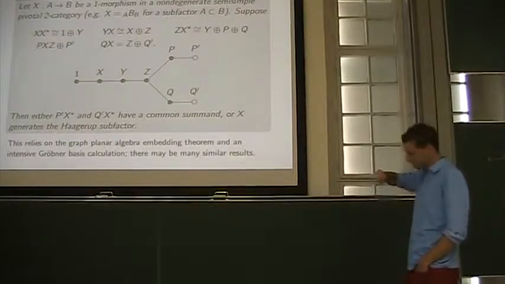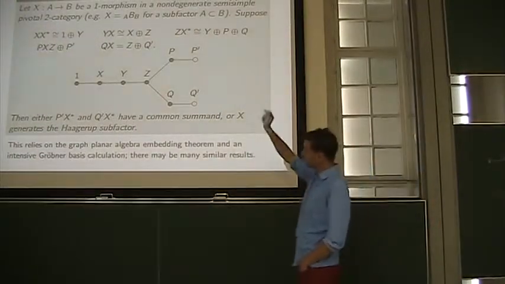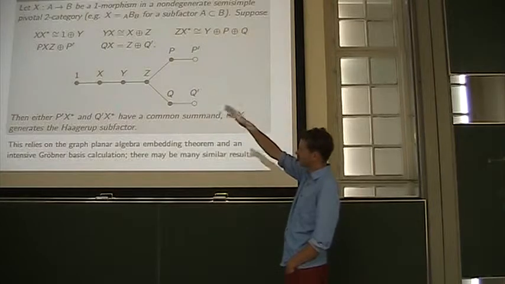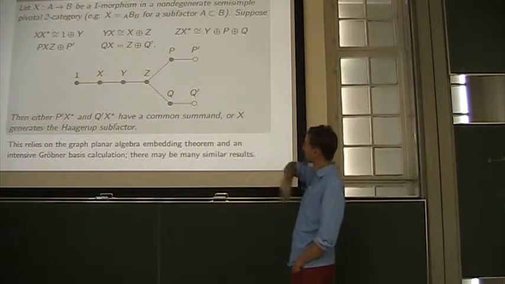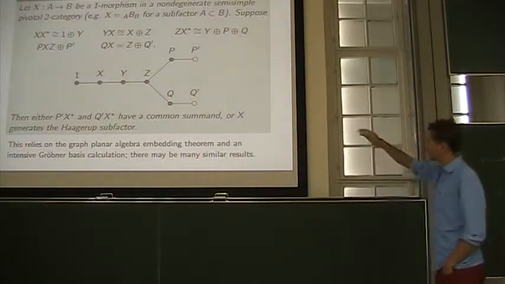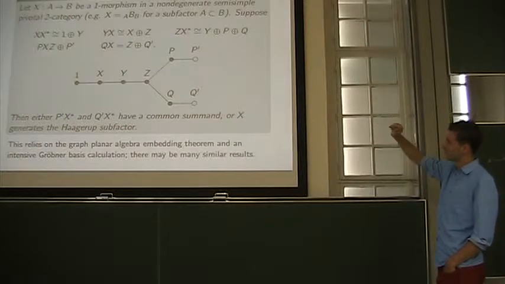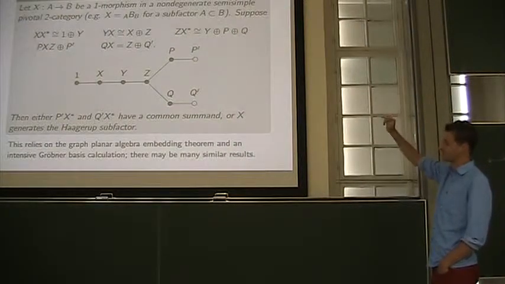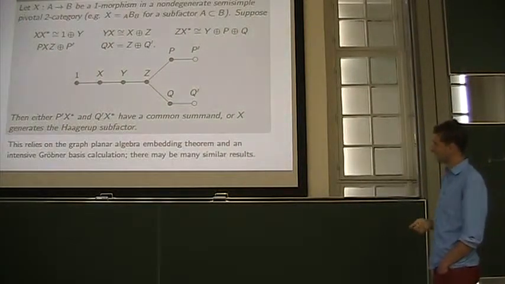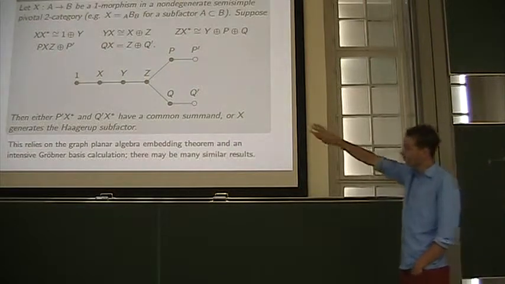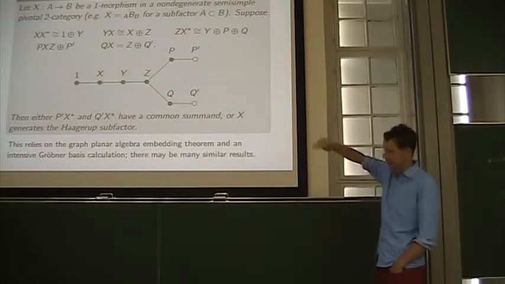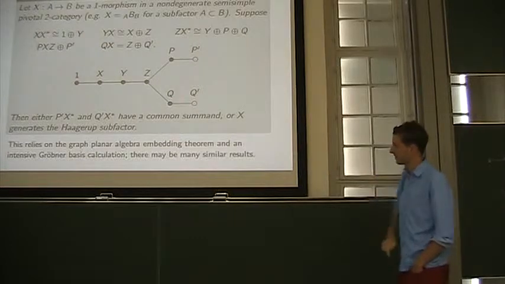And let's say you've got some monomorphism in this two category, X going from object A to B. And we need to assume that the two categories are non-degenerate, semi-simple and pivotal in order to be able to make this argument go. And suppose we know a whole lot about the tensor product multiplicities of this object X.